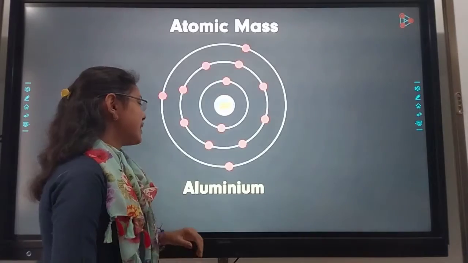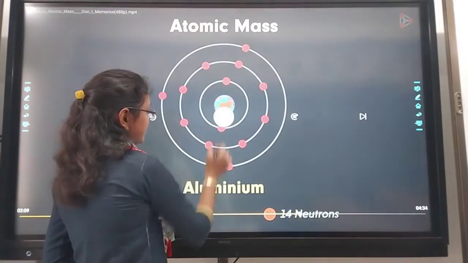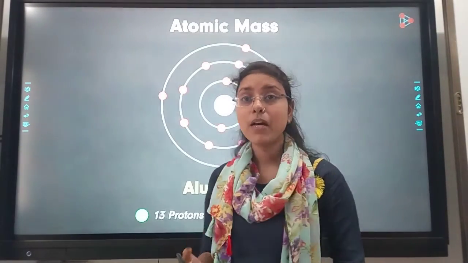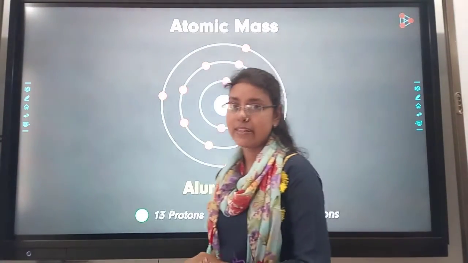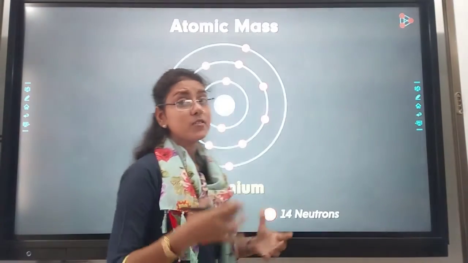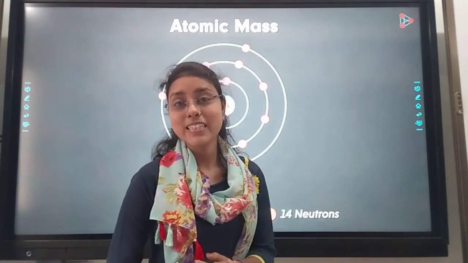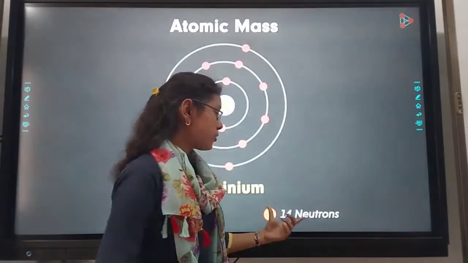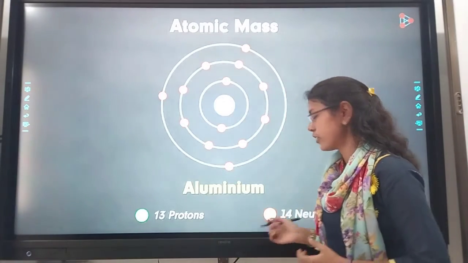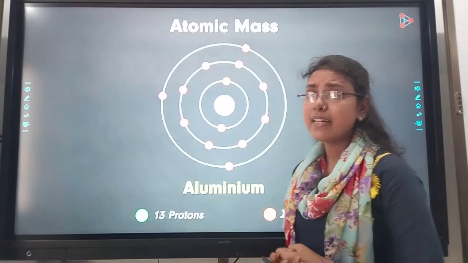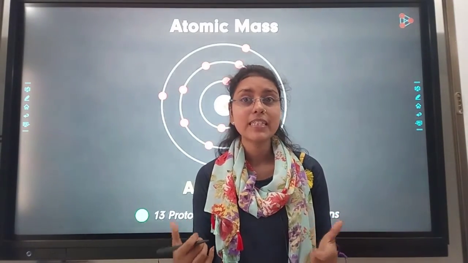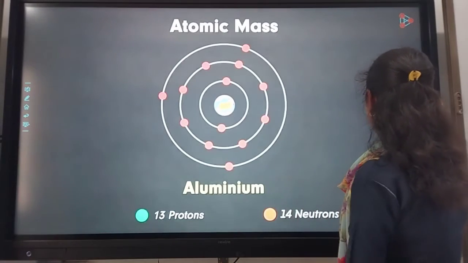Okay, let's consider another example like aluminum. In case of aluminum, the atomic mass is 27, right? But we can see over here that the number of proton is 13, which means its atomic number or number of electron is 13, right? But the number of neutron over here is 14. So as the number of neutron is 14 and number of proton is 13, we can calculate the atomic mass.